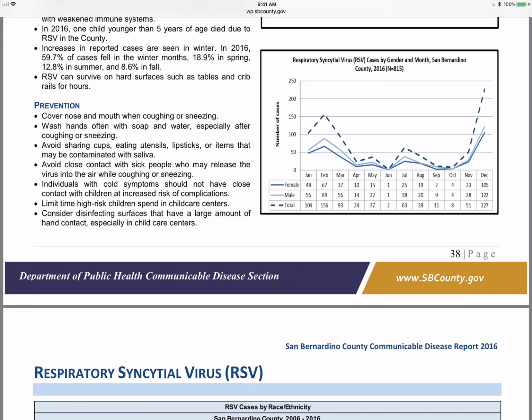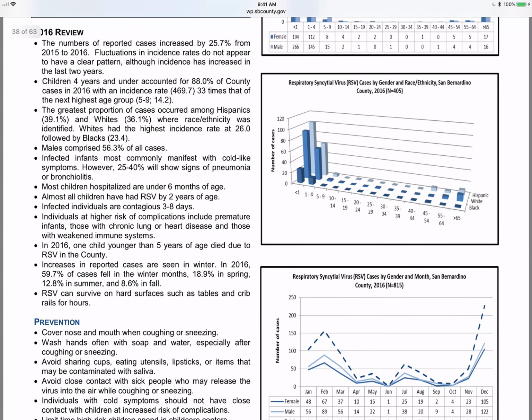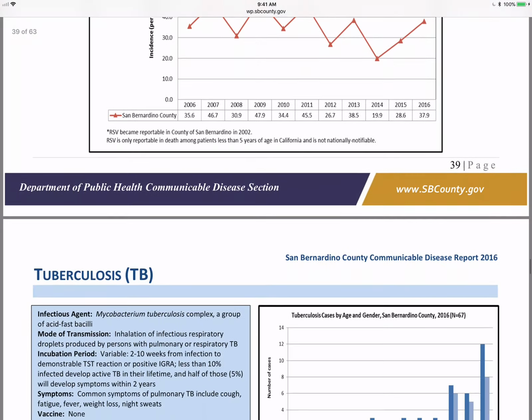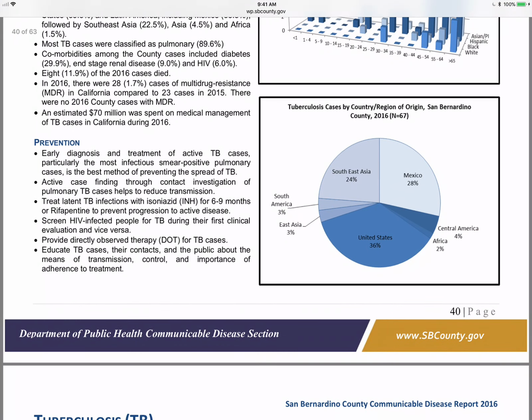One of the things that I like to pay attention to, and this could be something that's important for any disease, but the fact that on here we have tuberculosis, where we look and see where the region of origin is for San Bernardino County specifically. So people coming from different places, or just the fact that they acquired it here in the United States. And again, the use of color.